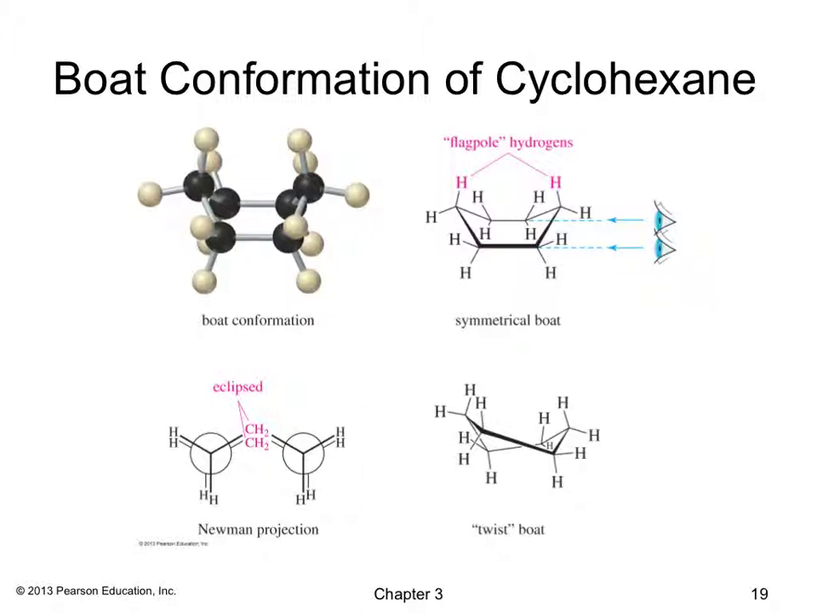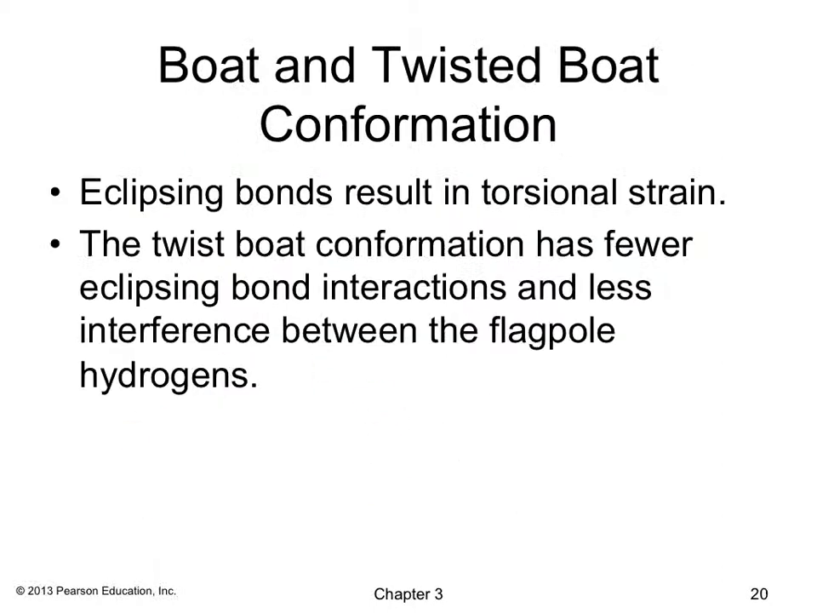So this is a slightly higher energy conformation, and because it is eclipsed, it would rather undergo a twist boat conformation in which you see this twisting occurring to relieve that torsional strain. So eclipsing bonds result in torsional strain in terms of the boat conformation. The twist boat conformation has fewer eclipsing bond interactions and less interference between flagpole hydrogens.